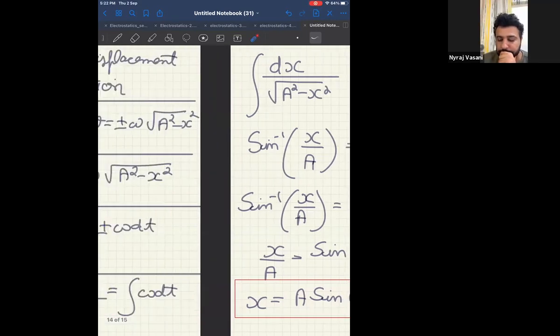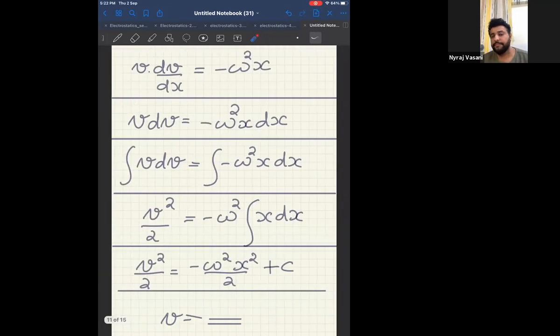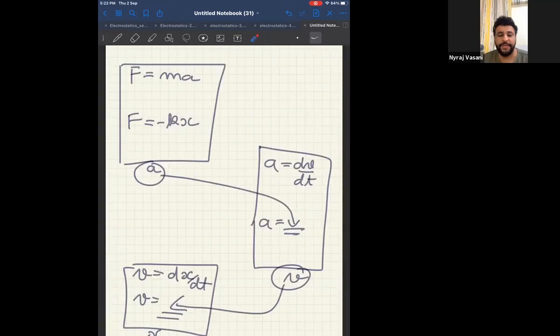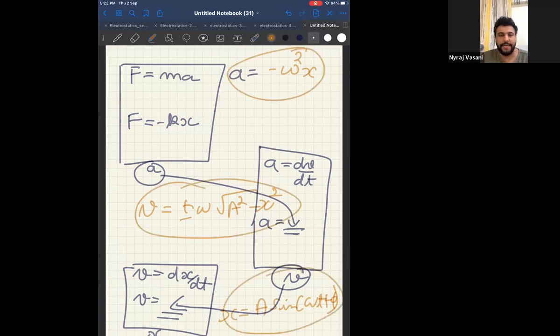Now my question is, look at the syntax now, from where we started, and tell me what did our final answer come as? Acceleration became minus omega square x. Velocity became plus or minus omega root of a square minus x square. And my displacement became a sine omega t plus phi. Can I say this completes my three main equations: acceleration, velocity, and displacement.